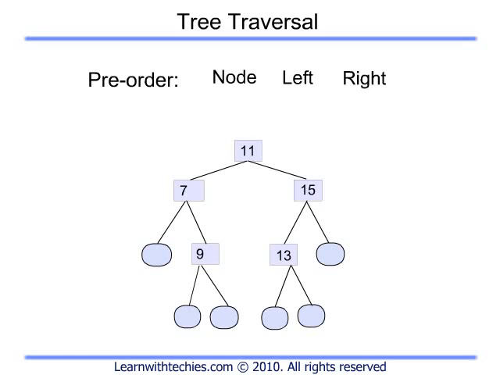Let's see the result of pre-order traversal on this tree. So, basically, in pre-order traversal, nodes are printed as soon as they are reached. Once printed they are not printed again.